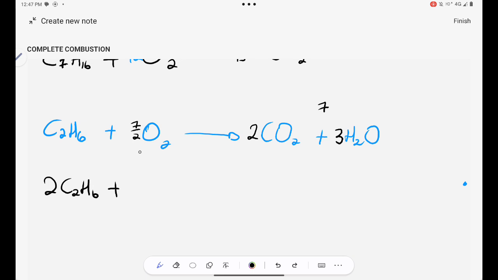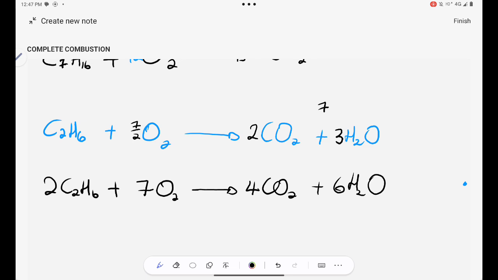Whenever we do that, we'll end up having 2C2H6 plus the 2's will cancel over there. I'll be left with 7O2, and then this will give me 4CO2, and then 2 times 3, it's simply 6H2O.